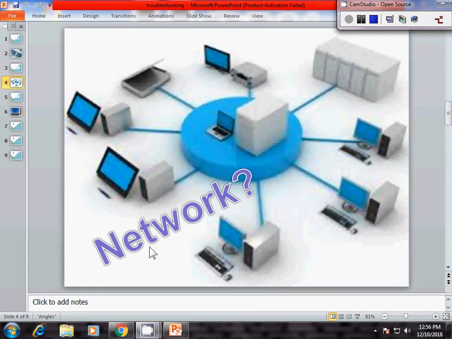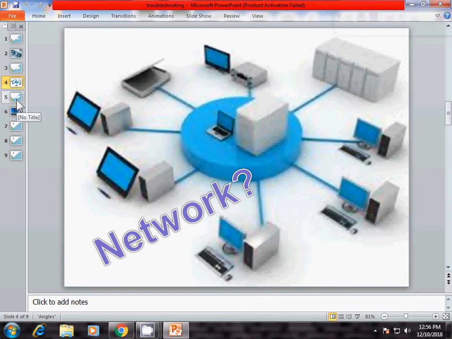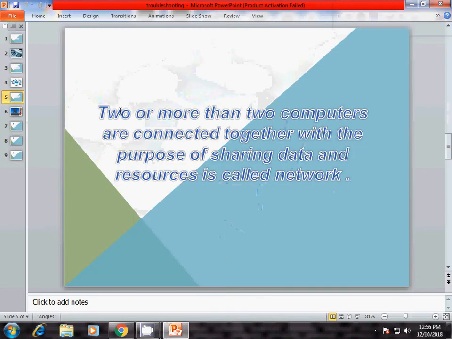Today we learn about the network. What is a network? Two or more computers connected together with the purpose of sharing data and resources is called a network.